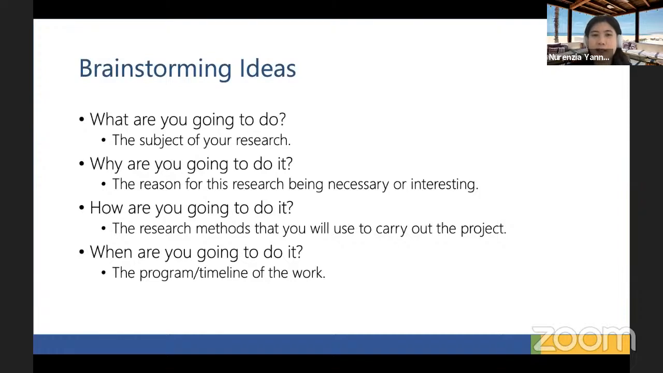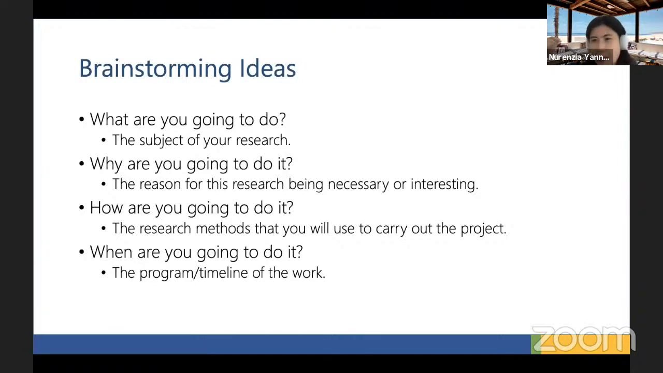Ya, jadi nggak bisa kalau misalnya ngarang aja, maksudnya, oke, aku suka dengan K-pop, and then I will research K-pop. But why? Is there any academic research reason behind it? So the reason why it is necessary, not just interesting, but also necessary and interesting, and how you're going to do it. So you have to already think about the methods that you will use, and also when you're going to do it.